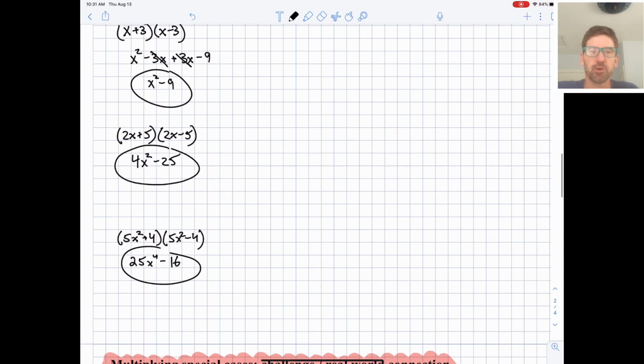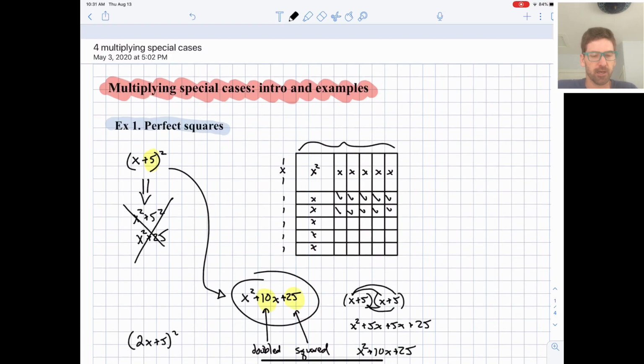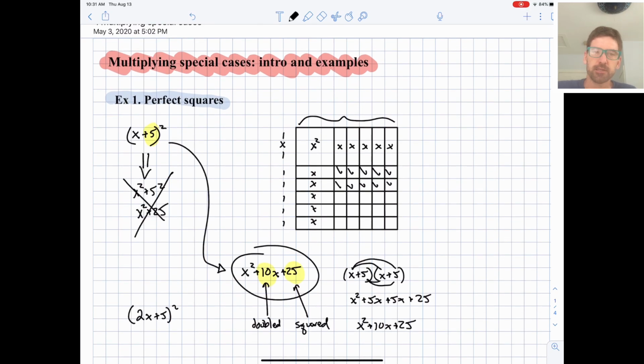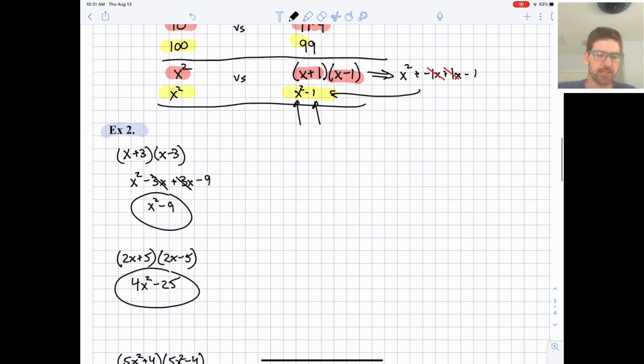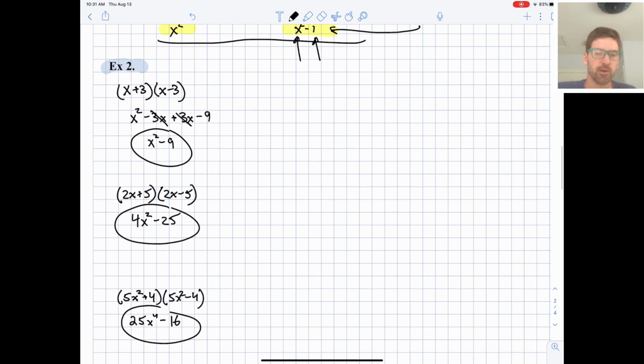All right, so those are two quick patterns, two quick special cases. One being up here, the perfect squares, a binomial times itself, where we had the doubled pattern and then the squared pattern. And then the next one being a difference of two squares, where we have a binomial with the sign flipped in the middle. So that plus turns into a minus, plus turns into a minus. And that results in what's called a difference of two squares. That's a good place to stop.